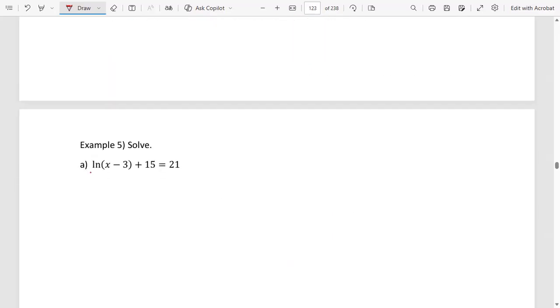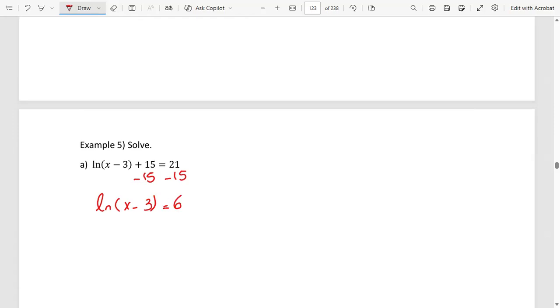Here you see only one log on one side, but the other side is just a number, no log on the other side. So in this case, first we need to make sure that the log term is isolated, by itself on one side, and then try to convert it to exponential form. To have the log by itself, the first thing I need to do is isolate the log. So I have to move 15 to the other side. So we have ln of x minus 3 equal to 6.